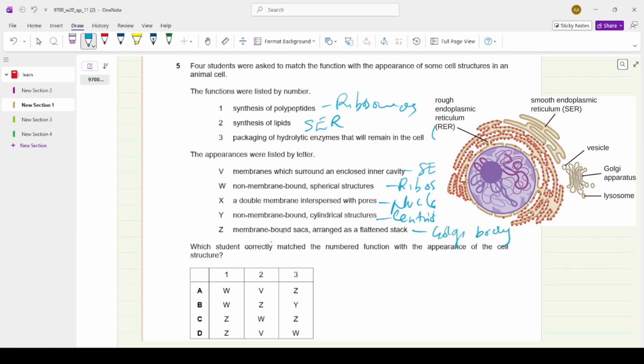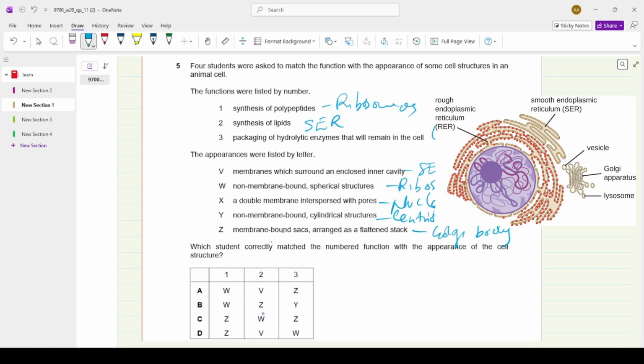So they are asking which student correctly matched the numbered function with the appearance of the cell structure. We can look at A, B, C, D. At A, they are saying 1 for W: 1, synthesis of prepeptides, and ribosomes. So W, non-membrane bound spherical structure, that makes sense. Then 2 for synthesis of lipids, smooth endoplasmic reticulum, V. A makes more sense.